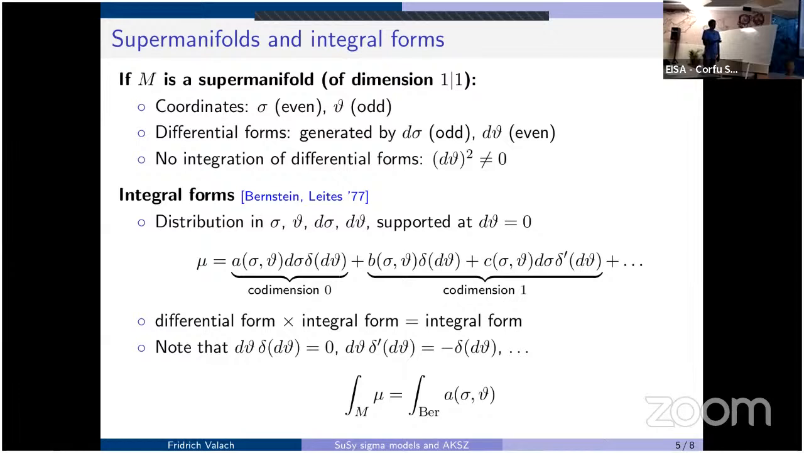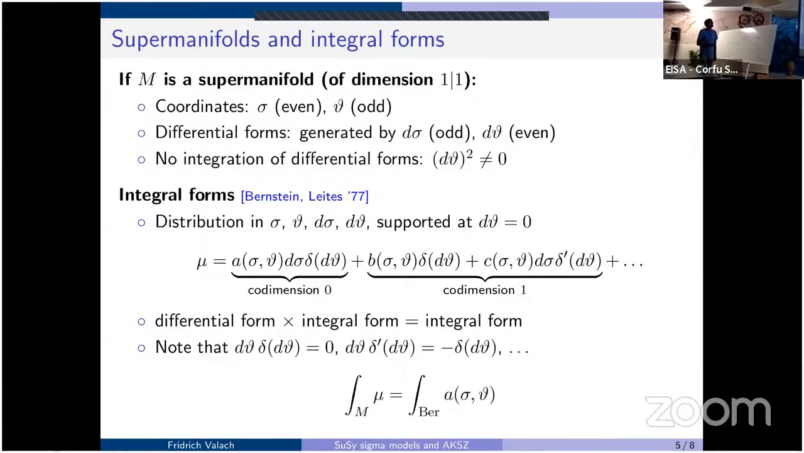Namely, if you take a mu of this potentially long expansion, then the integral of this integral form is defined to be the Berezin integral of this first coefficient. So here on the right-hand side, I got rid of all these d thetas and d sigmas, and I'm basically keeping the coefficient function and integrating it. Or more precisely, you can say that for an integral form, because of the construction, the coefficient of this bit here actually transforms as a density. So that's why you can integrate it.